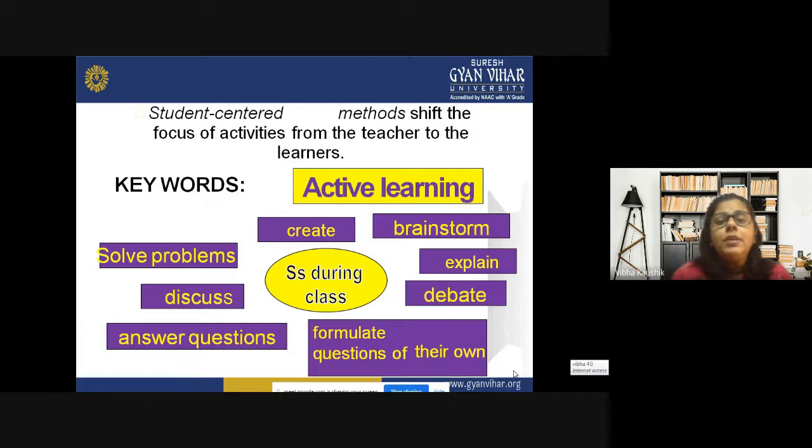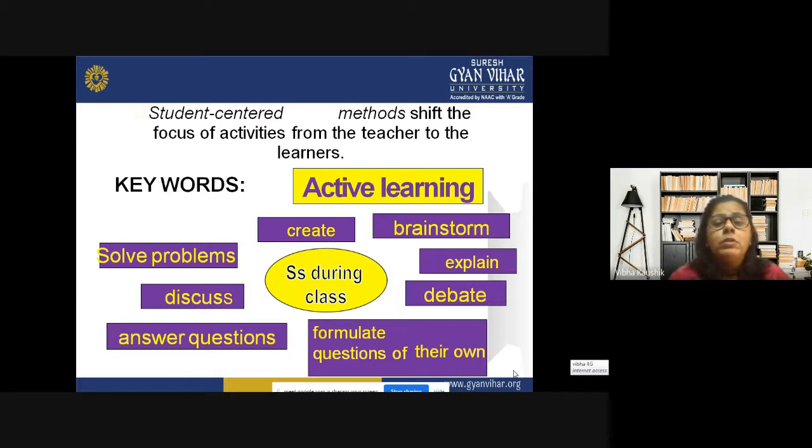Now, student-centered methods shift the focus of activities from the teacher to the learner. If a teacher wants to shift from the old traditional methods of teaching to the student-centered methods, then the importance or the focus of the teaching-learning process will shift from the teacher to the students.